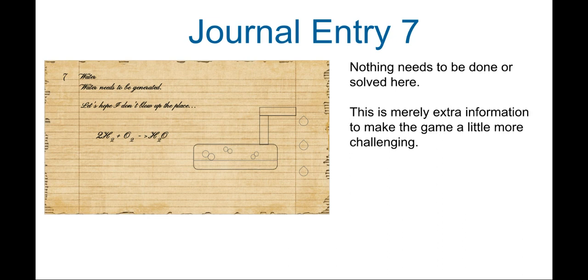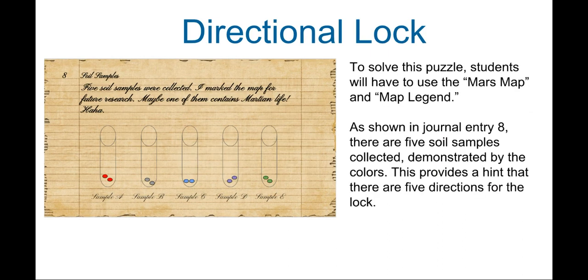Nothing needs to be solved for journal entry 7. This is just extra information. To open the directional lock, students will have to use journal entry 8, Mars map and Mars map legend. As shown, there are 5 soil samples collected, demonstrated by the colors. This provides a hint that there are 5 directions for the lock and to use the Mars map.